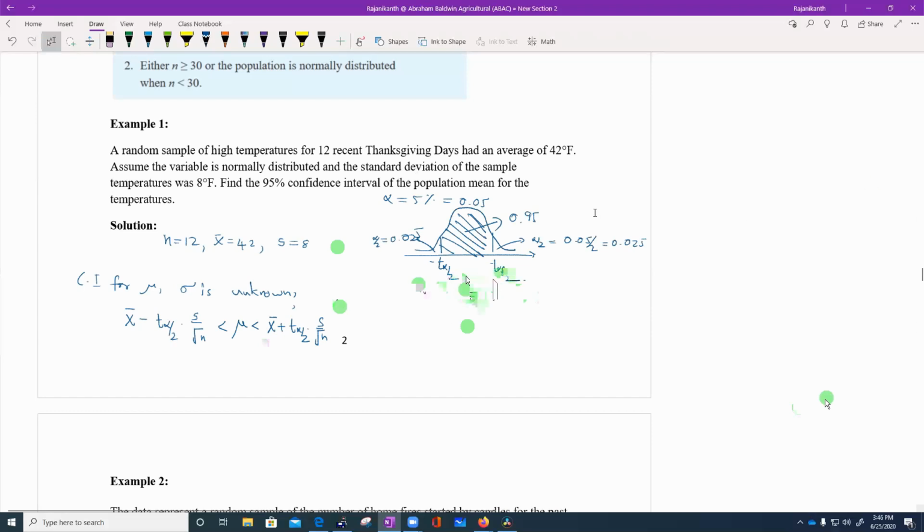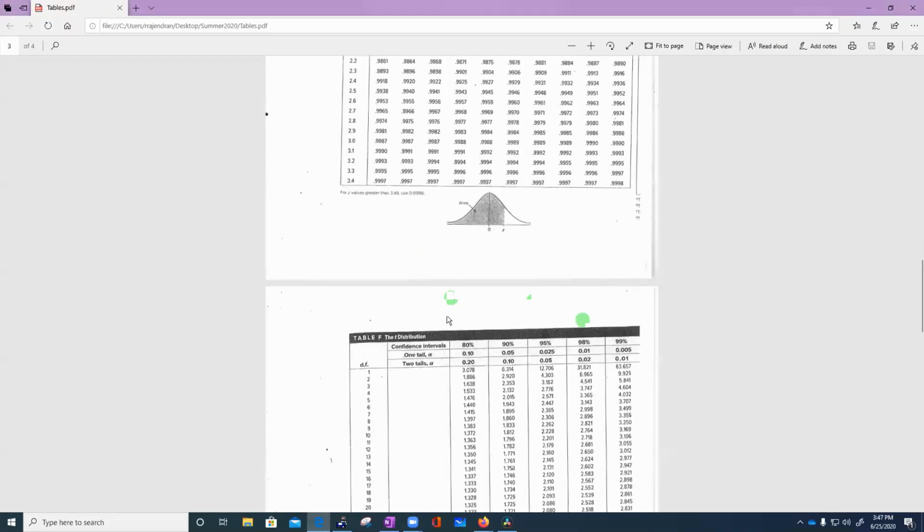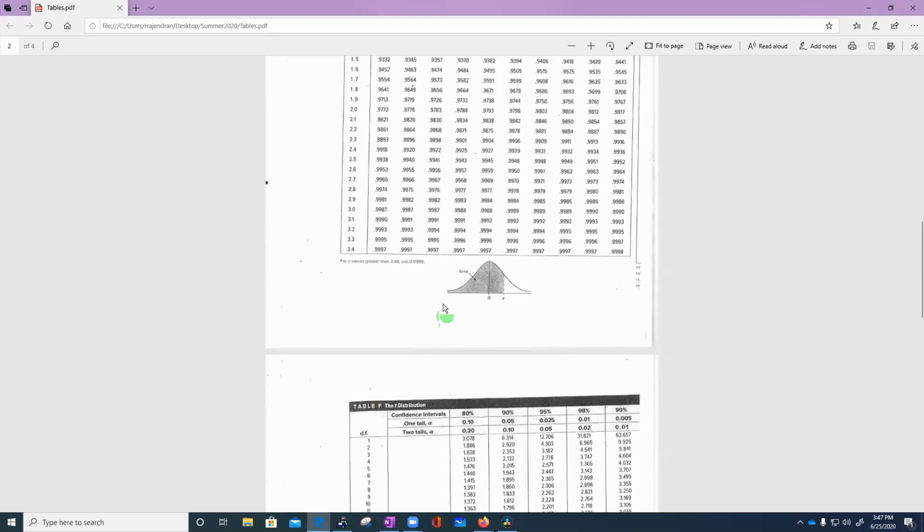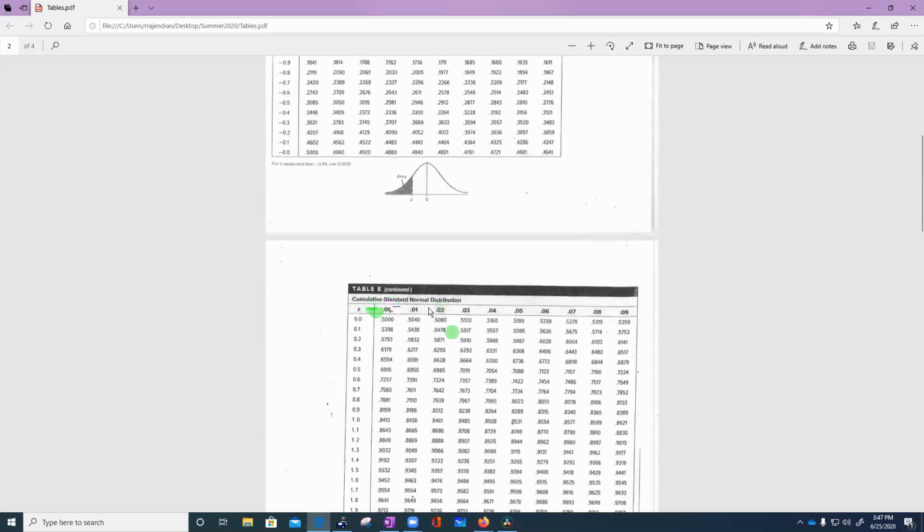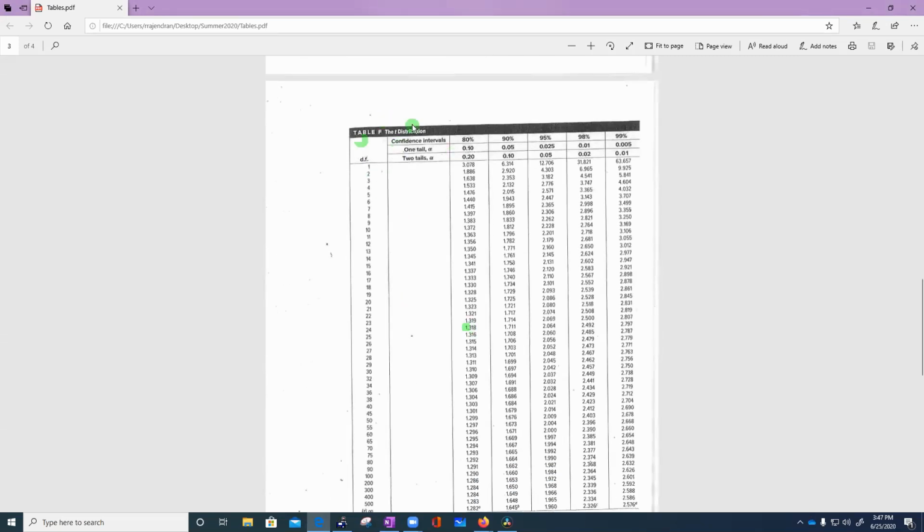Now we are going to use a different table here. We are going to use the T distribution table. It is there in the table, you have to use table F. Remember, table E was the standard normal distribution table. Now we are going to use the T distribution table.